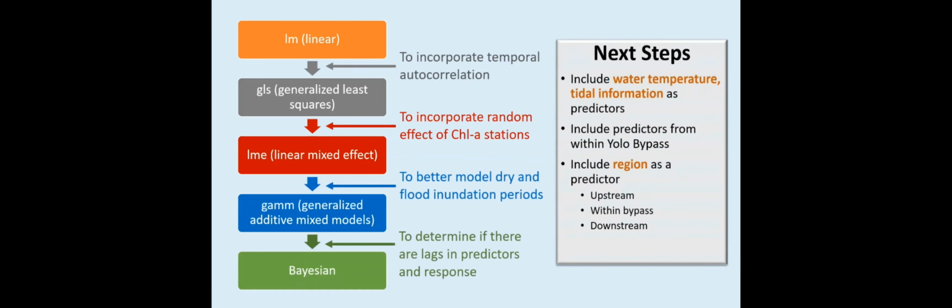In the next iteration of models, we plan on including water temperature and tidal information as predictors and also incorporating data from the YOLO bypass itself. This will be done by including a categorical variable for region: the floodplain, the region directly downstream from the floodplain, and the region bypassing the floodplain.